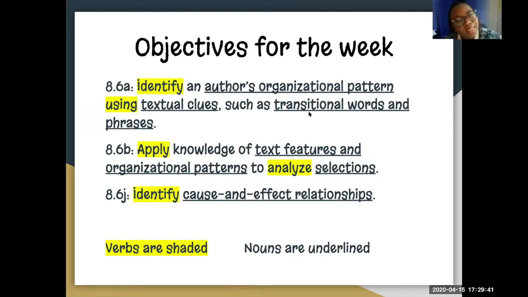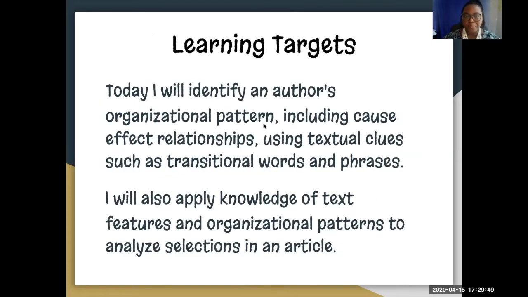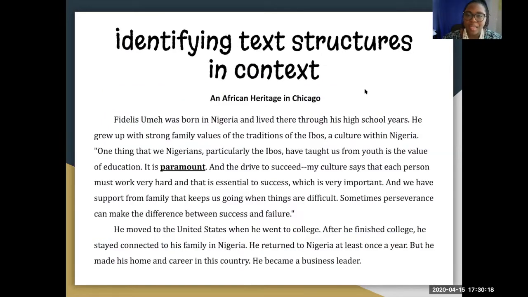Today, we're going to be using a little bit more brain work, and we're going to be reviewing some of these text features that you guys, I'm sure, have already learned in your classes, okay? So today we have two learning targets. Today, I will identify an author's organizational pattern, including cause and effect relationships, using textual clues such as transitional words and phrases. So we're going to need to put on our thinking caps for those transitional words. I will also apply knowledge of text features and organizational patterns to analyze selections in an article. Boo-yah, okay?